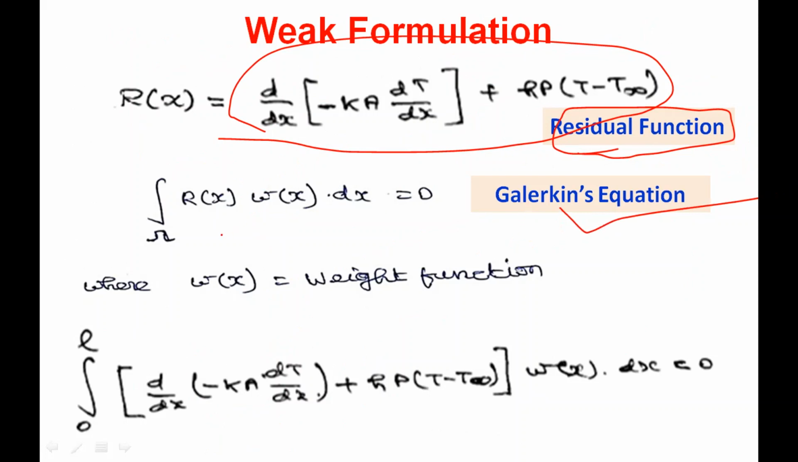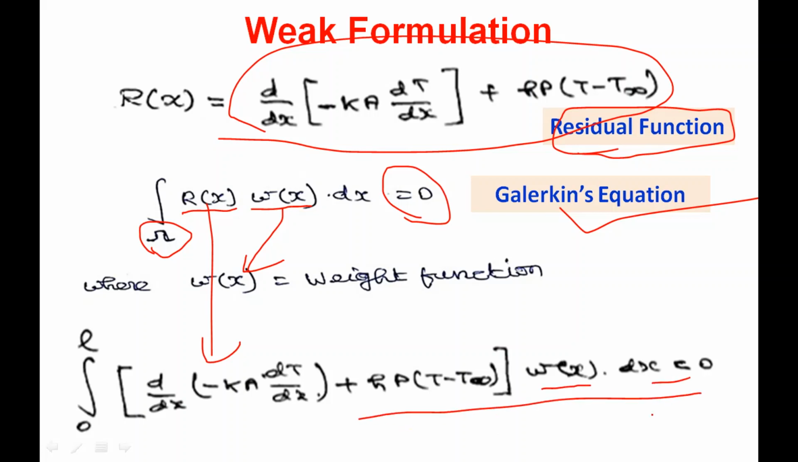What is the Galerkin equation? We have to multiply the residual function with some weight function, then integrate this product over the domain and equate it to 0. This is called the Galerkin equation. We will see what the weight function is. Now we will use this Galerkin equation for the cooling fin problem. Substitute the R of x: integral 0 to L of d by dx of minus Ka dT by dx plus hP into T minus T infinity, times w of x dx. This is the Galerkin equation for this problem.